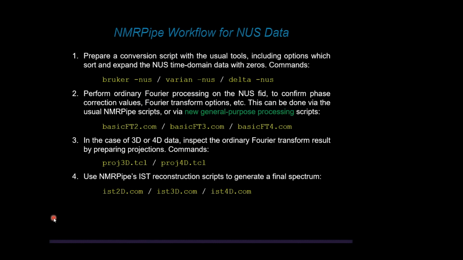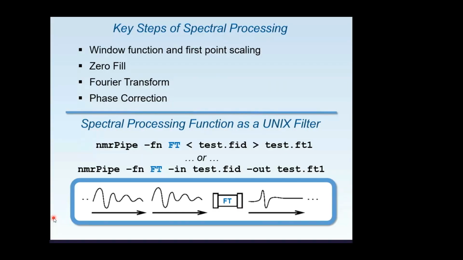We're also going to see the specific workflows for non-uniformly sampled data. As we discussed last week, there are special reconstruction methods that are needed in order to take advantage of non-uniformly sampled data. But in a typical workflow, we recommend that once we convert non-uniformly sampled data into the NMRPipe format, we do an ordinary Fourier processing scheme first to confirm phase correction parameters, Fourier transform details, and so on. And only then, after all of those parameters have been established properly, do we do a complete reconstruction with a special reconstruction method like SMILE or IST. And we will see examples of that today as well.